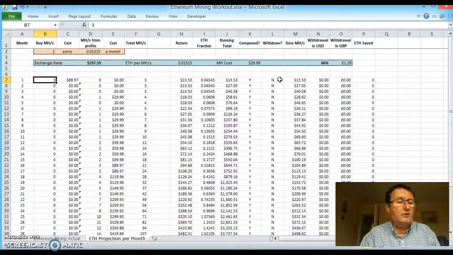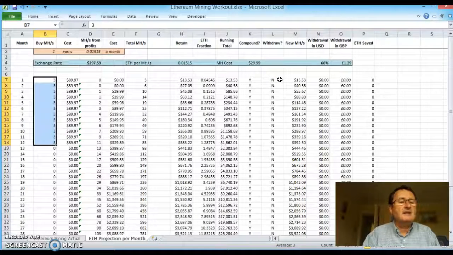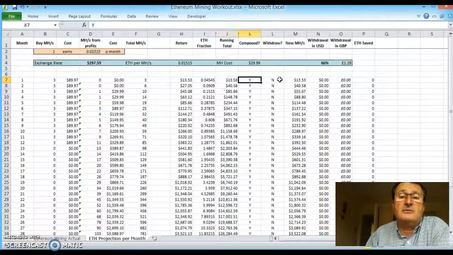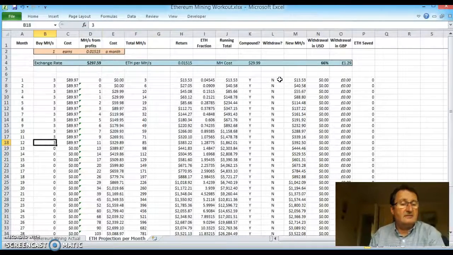So if we did that for, say, a year, so 12 months, copy that down. So we've built three megahash from our own pocket each month for a year. We've compounded it going forward, all the earnings, all the profits we've compounded on a monthly basis, and basically kept on doing that. And as you can see, the amount of Ethereum mining power that we're getting working for us is beginning to go up and up and up very, very quickly. So here now, the earnings are about $383.22, which is quite nice, isn't it?